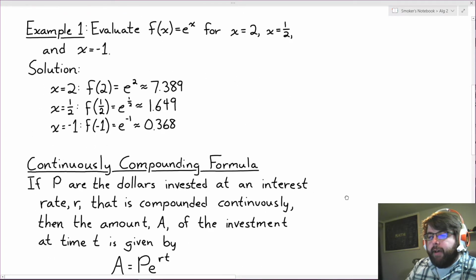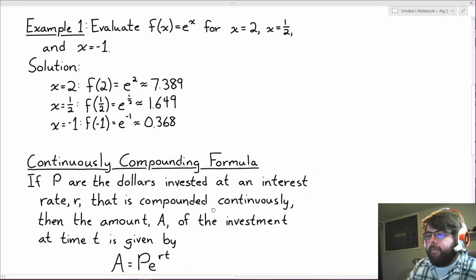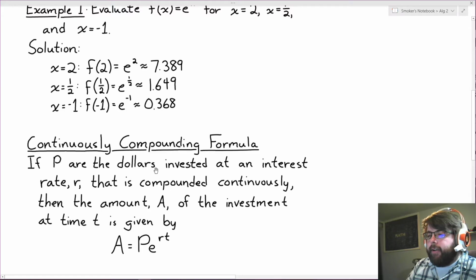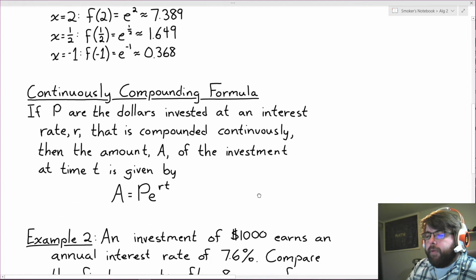So there's a continuously compounding formula where we're going to replace a lot of the stuff in the compounding formula with an e, because a lot of that stuff went to e. That's what we showed with that worksheet. So if you are investing dollars into an investment that's compounded continuously, then the amount given back of the investment would be the principal, which is still the number of dollars invested, times the number e raised to the interest rate, in decimal form, times the number of time in years.